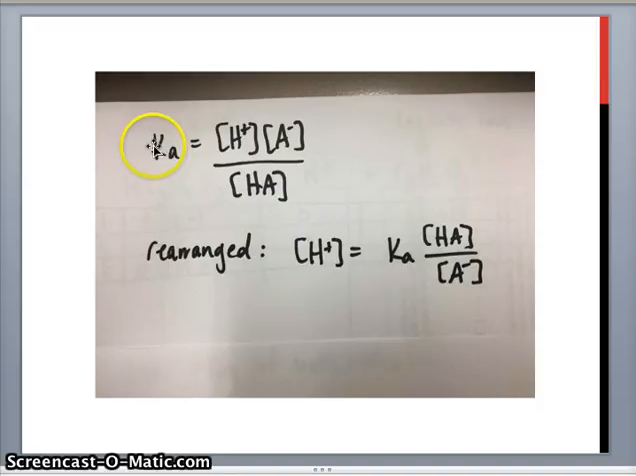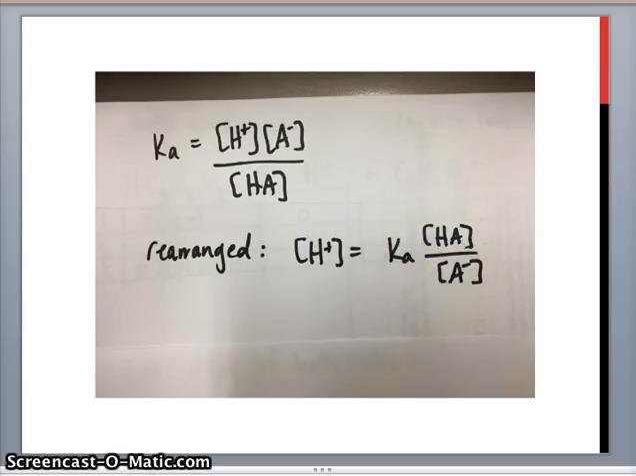So if we think back to the fact that our Ka expression for this reaction is H+ times A- over HA, and once again, this comes back from just our overall dissociation of any generic weak acid. We can rearrange it into here, and this is that same rearranged equation we talked about just at the beginning of this screencast, where our H+ concentration is equal to our Ka times our acid over our base.